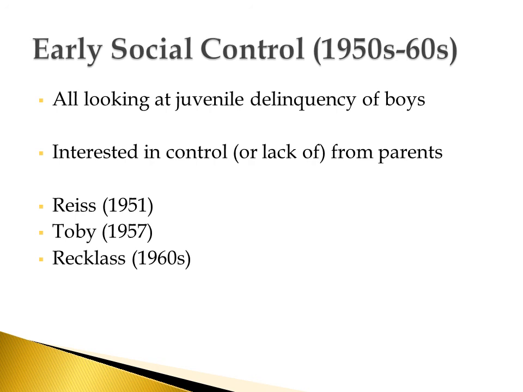And put together, the three of them are going to have a very obvious influence on what became a much more formalized theory in the 1970s. But first, let's talk about these three authors. So we have Albert Reiss, Jackson Toby, and Walter Reckless, all three writing papers and doing some early research in early social control theory.